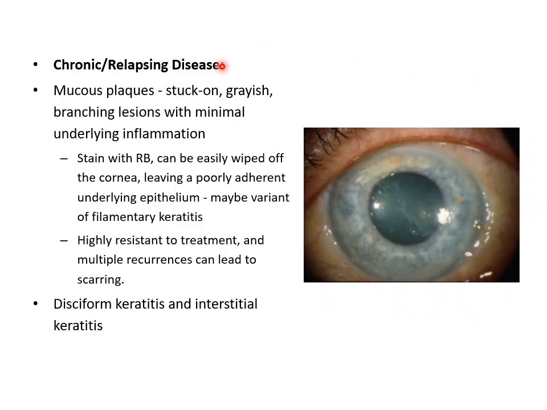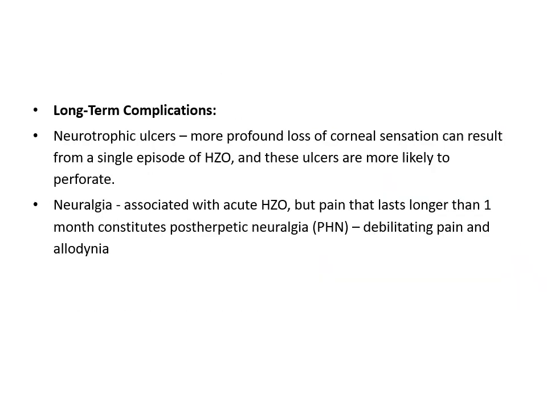Chronic relapsing disease is seen in the form of mucus plaques. See, these are mucus plaques, and these mucus plaques also look like pseudodendrites. They have a stuck-on appearance, and you can easily scrape them off. But the underlying epithelium would be unhealthy. Okay, it is said that this may be a variant of filamentary keratitis. This is highly resistant to treatment. Multiple recurrences can lead to scarring. And of course, there can be disciform keratitis and interstitial keratitis also. This forms the chronic relapsing disease version of varicella zoster or herpes zoster ophthalmicus.